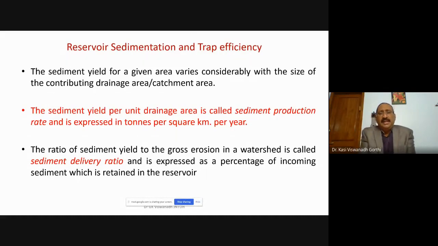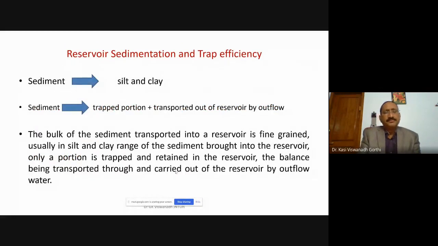The ratio of sediment yield to the gross erosion in a watershed is called sediment delivery ratio. Sediment yield to gross erosion. So with gross erosion, all the eroded material may not directly reach the reservoir, because at some upper reaches of the reservoir there may be lesser velocities in the streams. Because there is less velocity, the sediment must have been deposited there itself. So the ratio of sediment yield to the gross erosion is called the sediment delivery ratio. This is expressed as a percentage of incoming sediment which is retained in the reservoir.